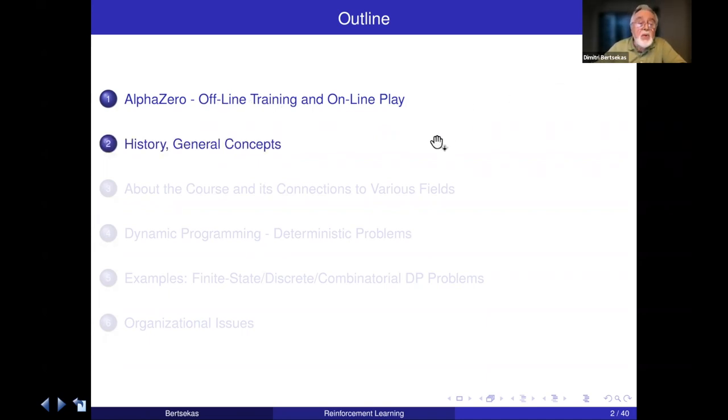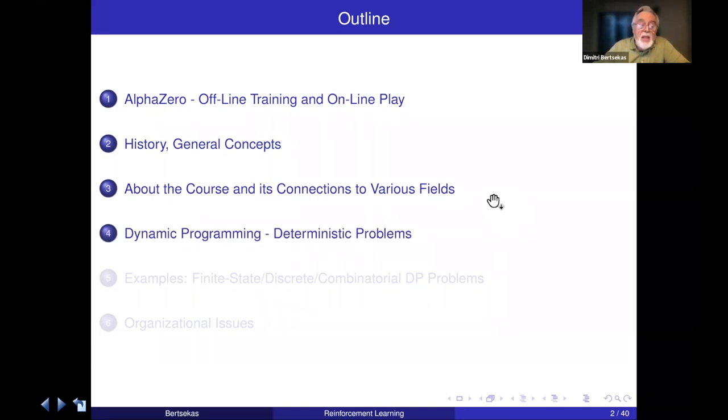Then I'm going to say a few things about the history of the subject and overview some general concepts. Then I'll discuss connections of the course with the various fields in artificial intelligence, in decision and control, and in operations research. After these first three topics, we're going to take a 15-minute break, and then we're going to start on the technical part of this course.